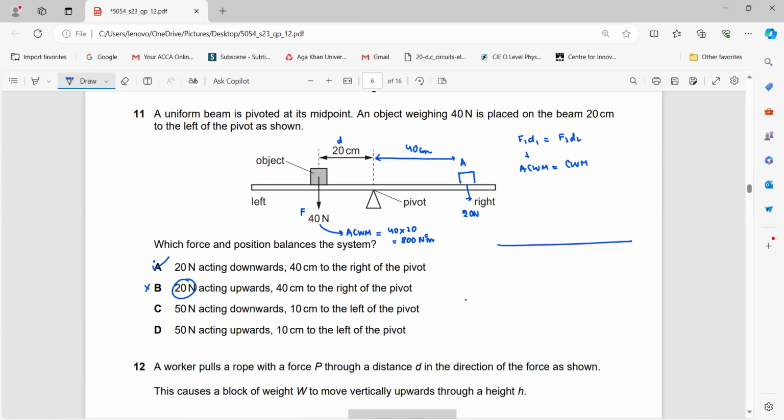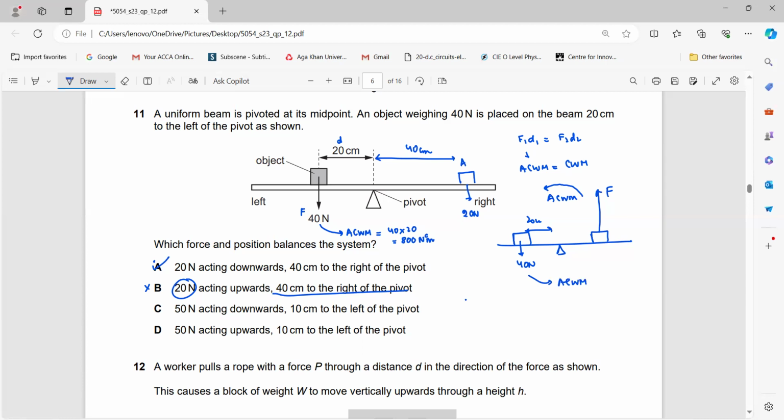Now you need to understand, if I place the beam like this, and this is the pivot, and this is the object that was already given to you. This is 40 newtons and this is 20 centimeters. It says 40 centimeters to the right of the pivot. Yes, but the force is upwards. This also is going to create an anti-clockwise moment, and this also is going to create an anti-clockwise moment. So you won't be able to balance.